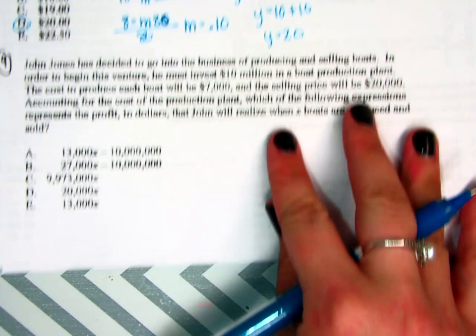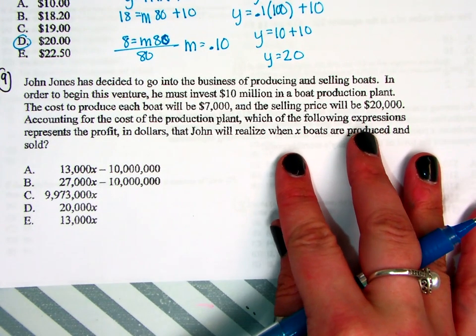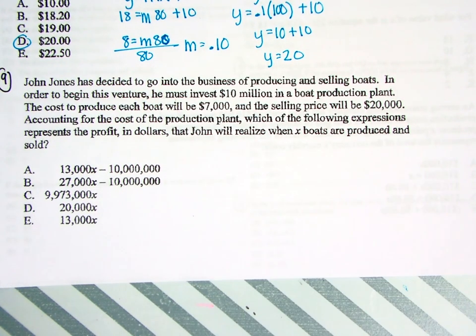Number 9. John Jones has decided to go into business producing and selling boats. In order to begin this venture, he must invest $10 million in his boat company. The cost to produce each boat is $7,000, and the selling price is $20,000. Which of the following expressions represents the profit in dollars John will have when x boats are produced?